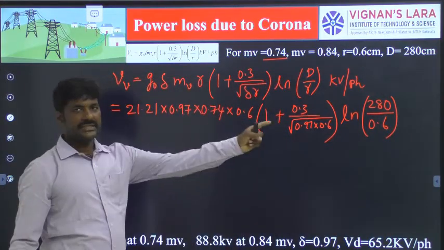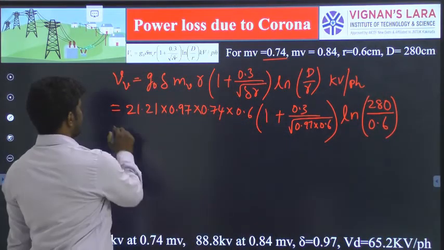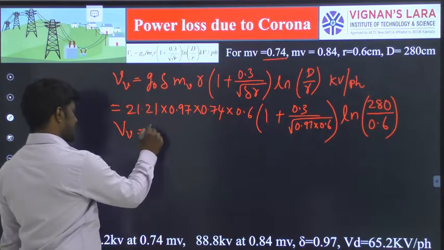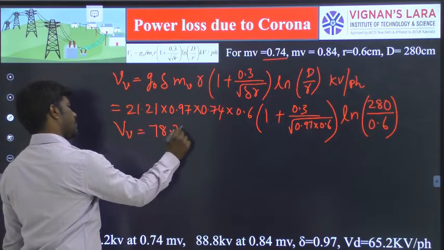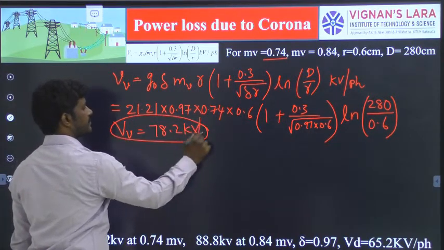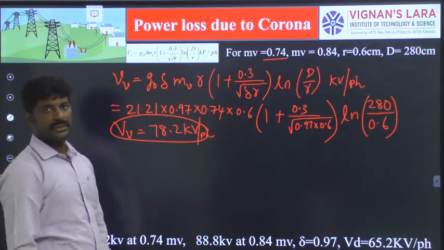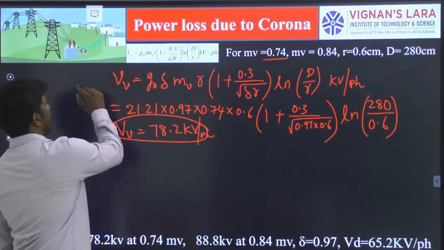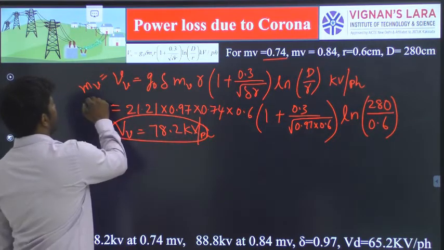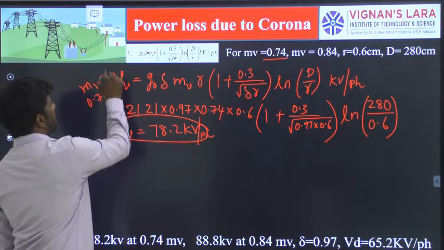If you do all this calculation in the calculator, then you will get the visual critical voltage as 78.2 kV per phase. Per phase is important. This is for local corona with an irregularity factor MV value of 0.74.